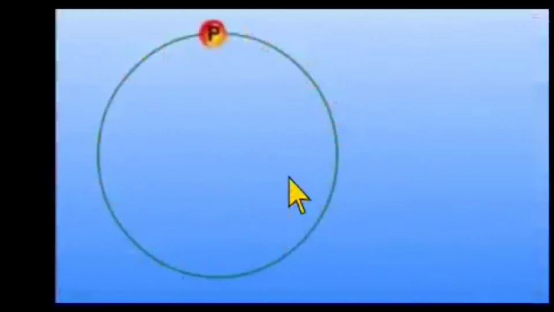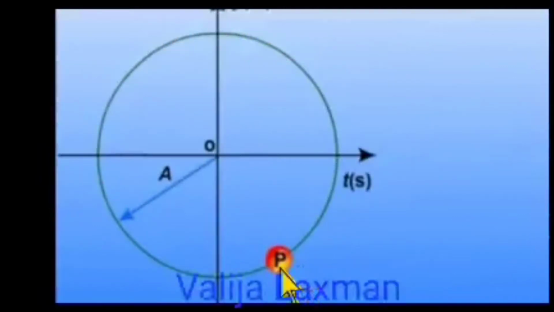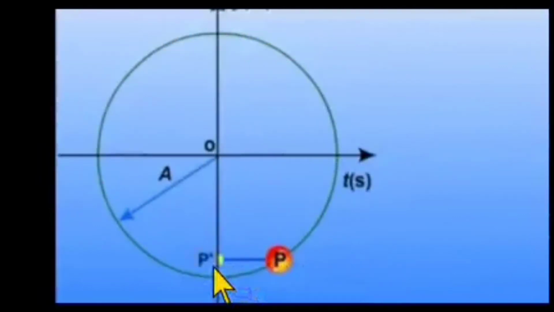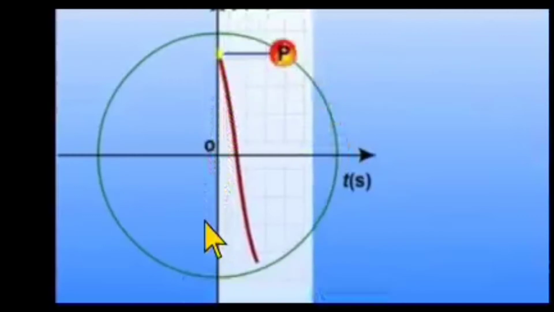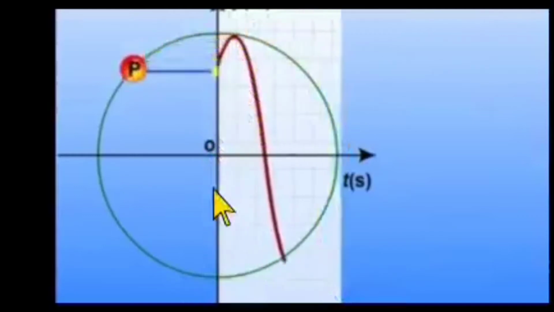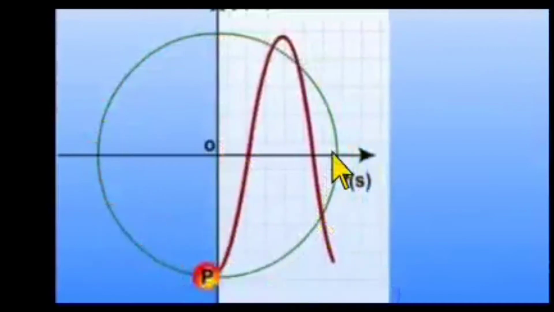So this is a circular motion. The particle is in circular motion. So this is a particle. We are drawing one perpendicular here, and this is the foot of perpendicular. How this foot of perpendicular is moving on this vertical diameter, you have to just analyze that. Observe how the particle is moving.